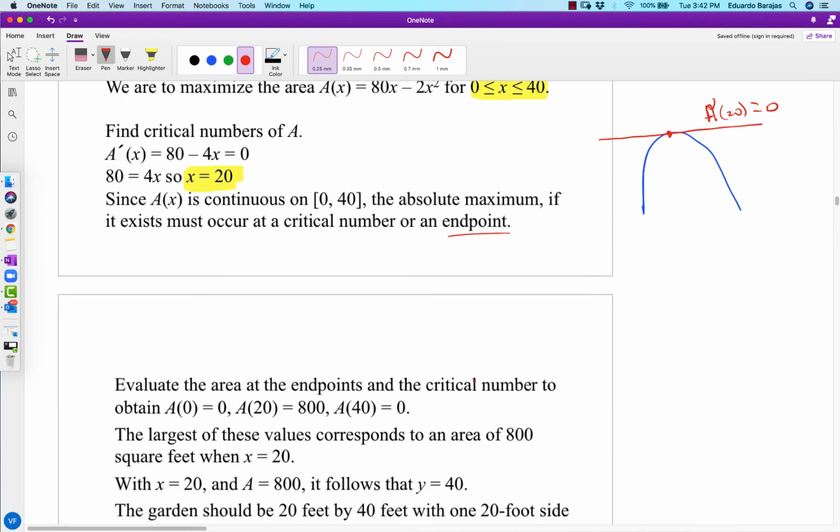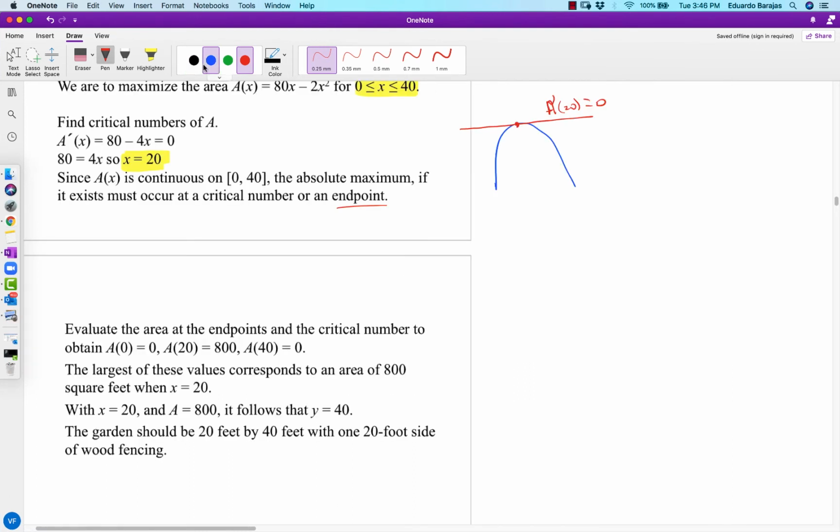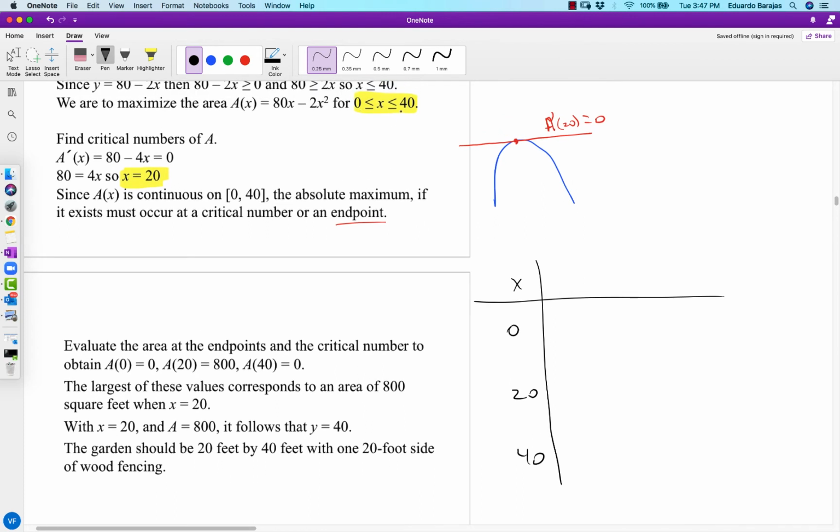Now we evaluate the area at the endpoints and the critical number, and we obtain that the area at 0 equals 0, the area at 20 equals 800, and the area at 40 equals 0. And if you're wondering where those values come from, create a table. So we have a table of values of x, where x could be 0, 20, or 40. This is our critical number, and these are the two endpoints of the subset of our domain that we're interested in.